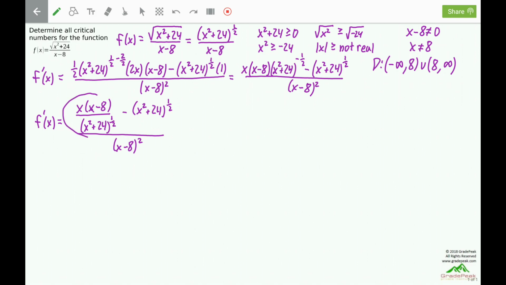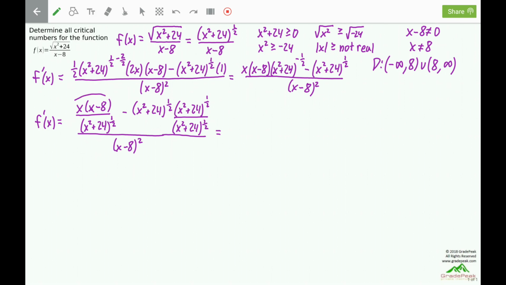Since one of the terms in the numerator is a fraction, we will need to get a common denominator between all terms in the numerator so that we can combine them over that common denominator. So the other term in the numerator needs to be put over that same denominator. We will do this by multiplying it by (x squared plus 24) to the 1/2 over itself, a form of 1, so we do not change the value, just the look. But it will give it the common denominator so that we can combine those terms together.